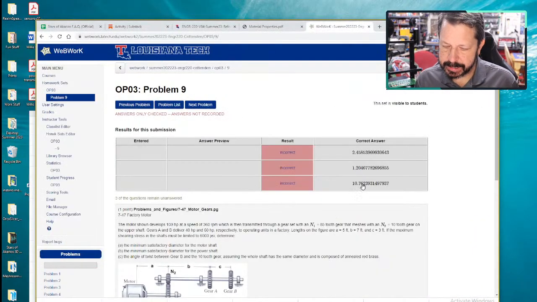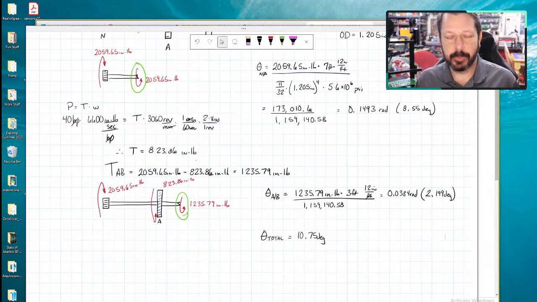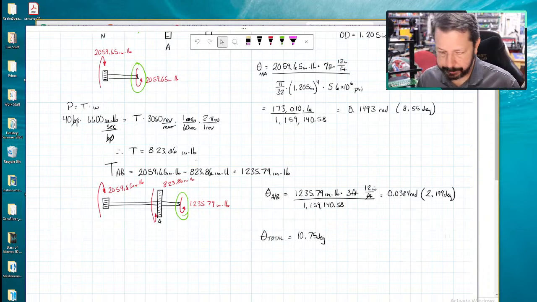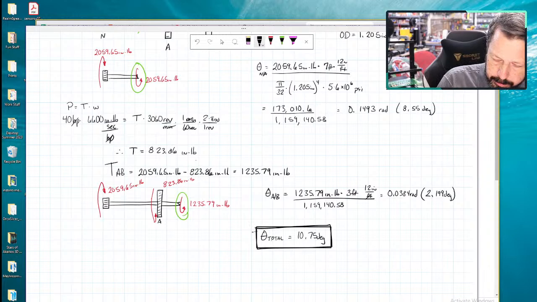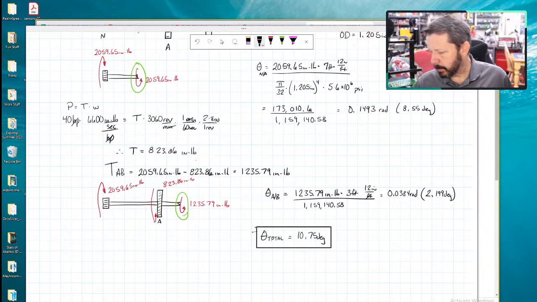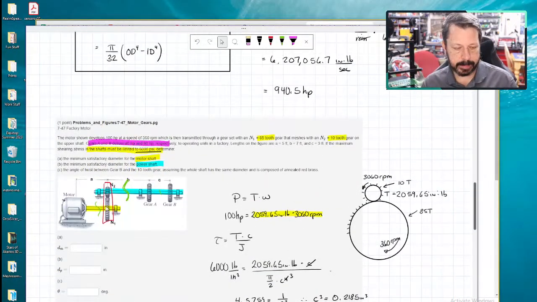Well, they have 10.76. We have 10.75. Probably good enough for web work. Good enough for me. All right, so that's kind of a little bit of everything. Torsional shear stress, angle of twist, and power transmission, with some gear ratio ideas thrown in there, right here.